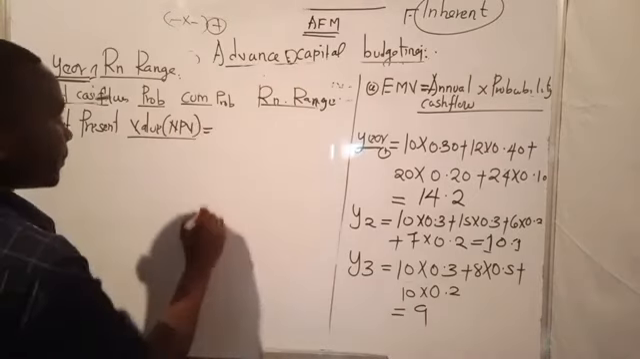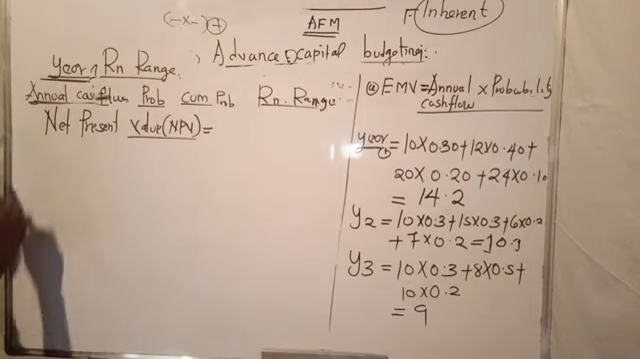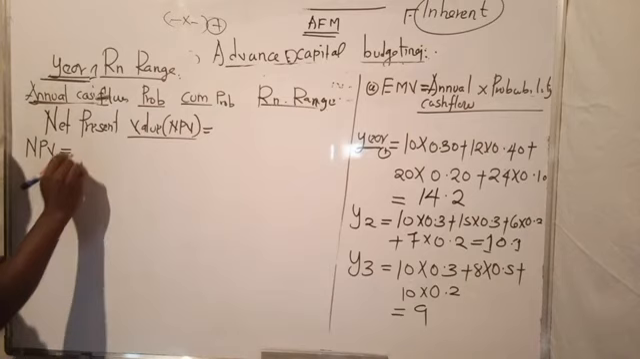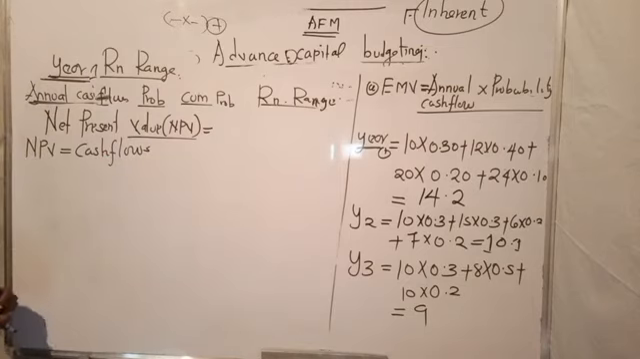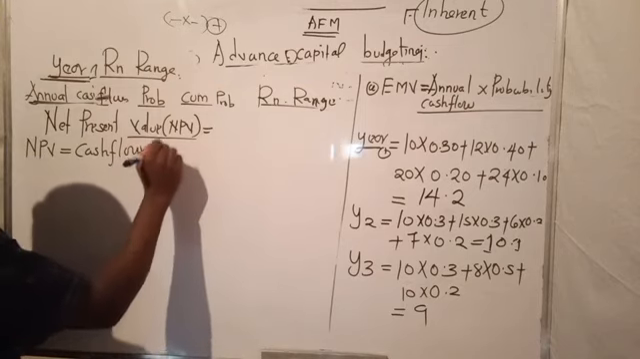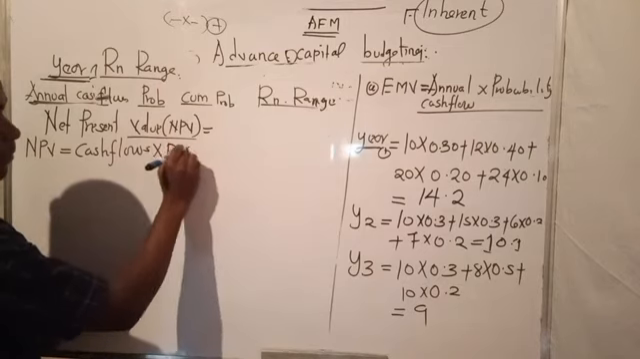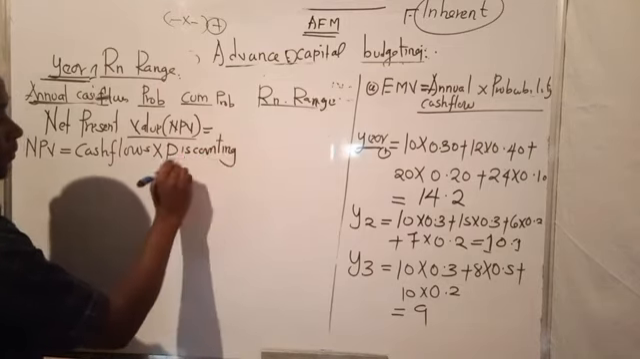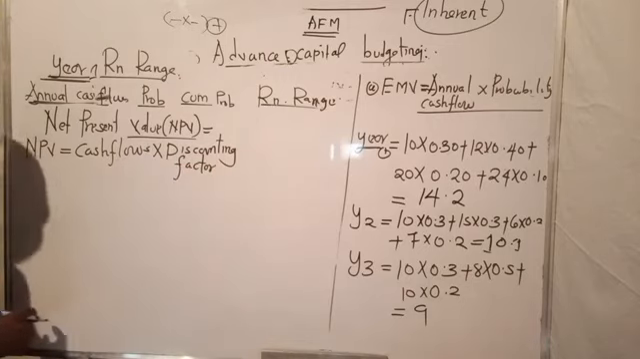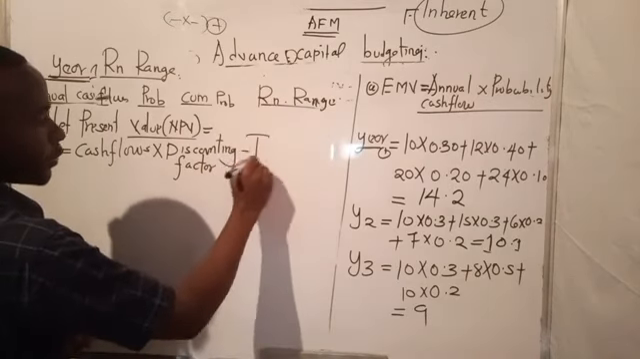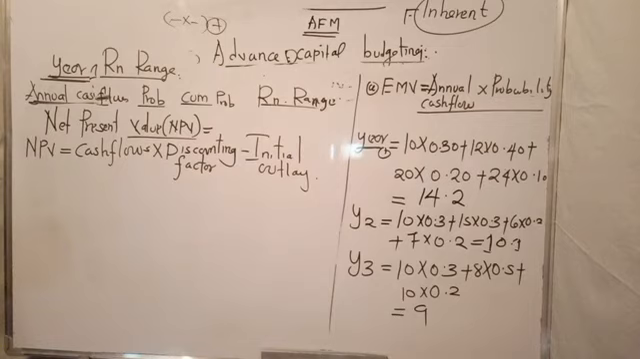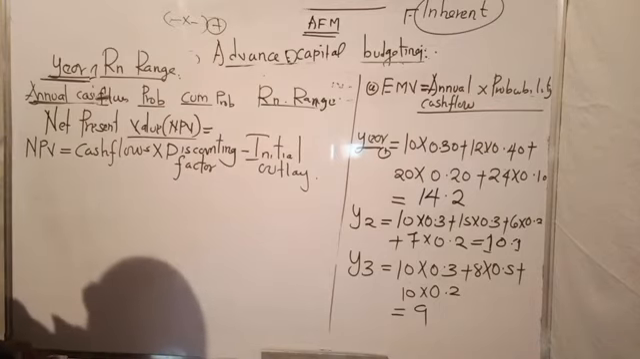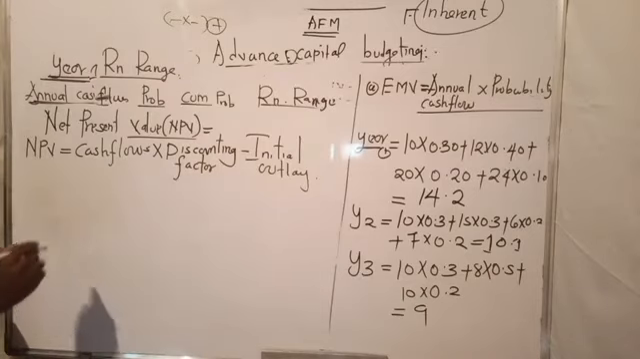You take cash flow times discounting factor, minus initial outlay. So let's go back a bit to section three, level three, that is financial management, under the time value of money.